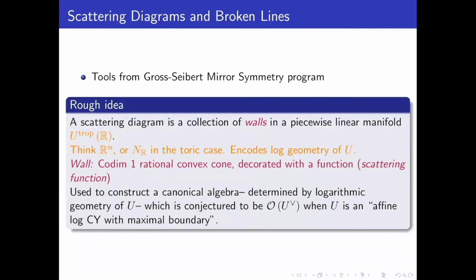Since, again, restricting to the affine Log-Calabi-Yau with maximal boundary case, since we're in that affine setting, this actually gives a construction of the mirror, at least conjecturally. You build an algebra, you just take spec of that algebra. And yeah, this is a major thing in the Gross-Siebert program, constructing mirrors to affine Log-Calabi-Yaus with maximal boundary.